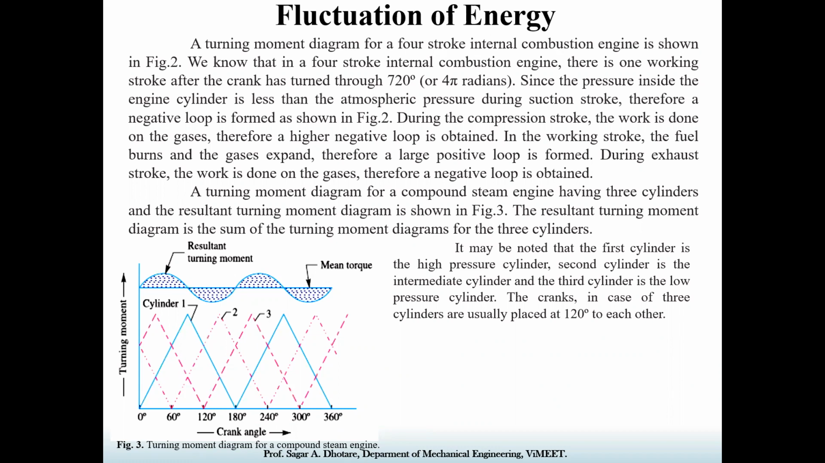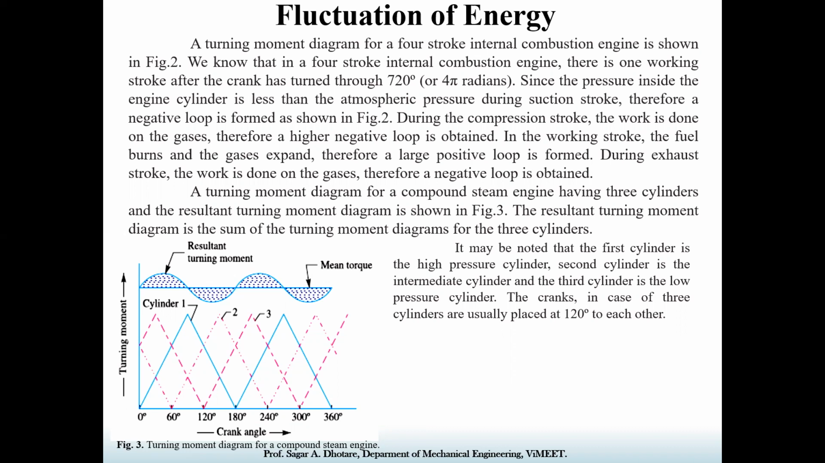During the compression stroke, work is done, that is, gas is compressed, and a higher negative loop is obtained. In the working stroke, that is the power stroke, the fuel burns and a large positive loop is created. That is, a large amount of energy is created. And during the exhaust stroke, work is done on the gases. Therefore, the negative loop is again obtained.